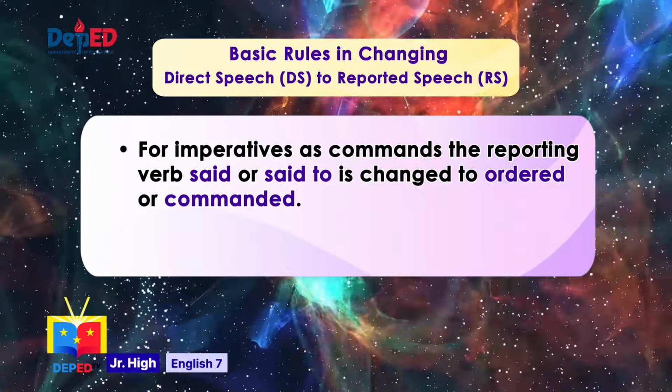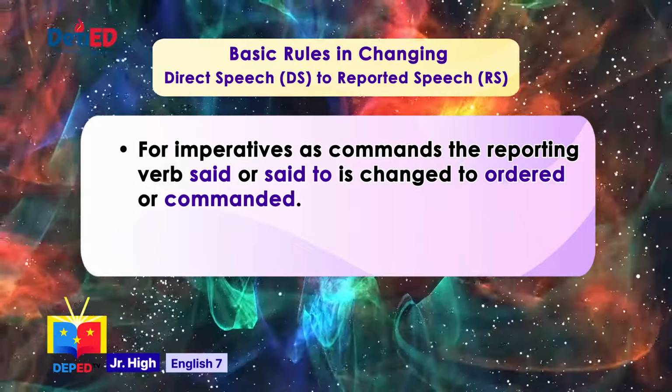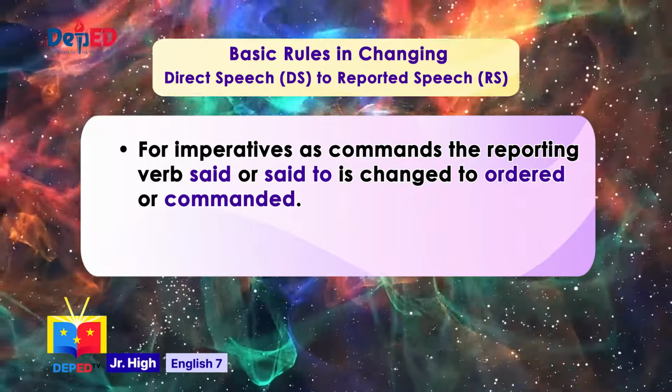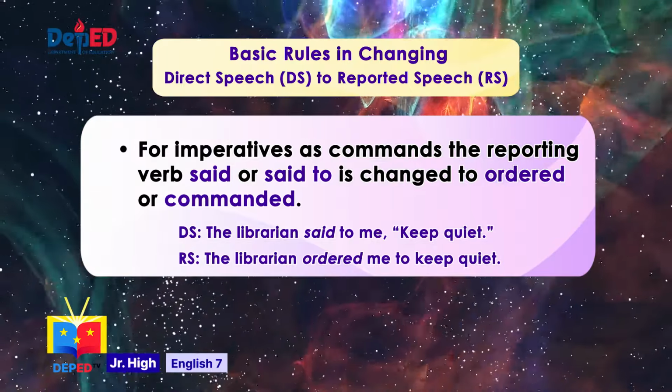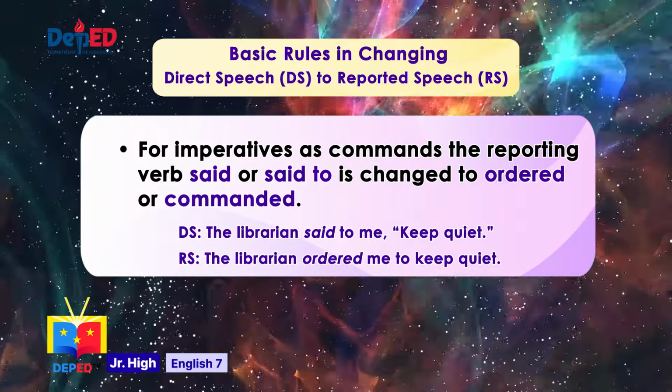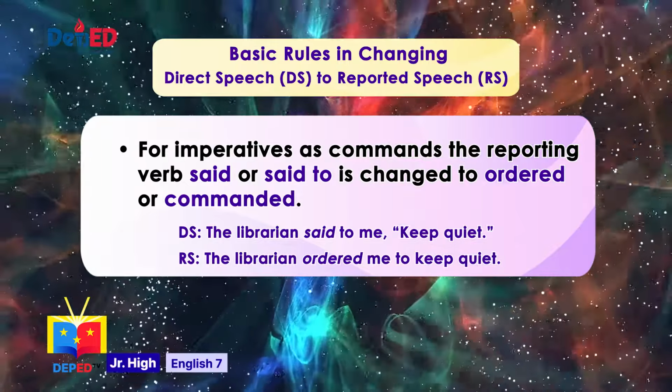For imperatives as commands, the reporting verb said or said to is changed to ordered or commanded. DS. The librarian said to me, "Keep quiet." RS. The librarian ordered me to keep quiet.